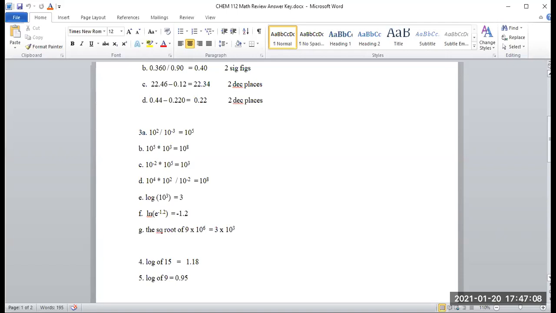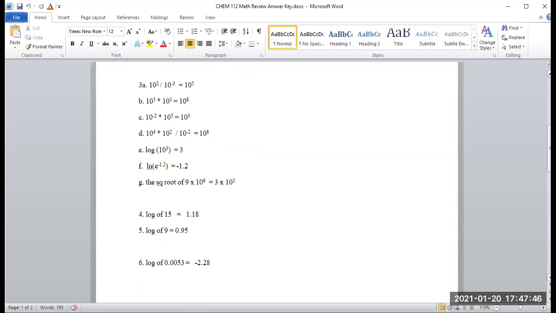Log of 10 to the 3rd, basically the log and the 10 cancel out. You get a 3. The same thing is true in letter F of the natural log and the e basically cancel each other out, and you get minus 1.2. If you take the square root of 9 times 10 to the 6th, you should get 3 times 10 to the 3rd. You are taking both the square root of the front and the exponent. It is what happens in essence. Like I said, use your calculator to do these to avoid careless math errors.